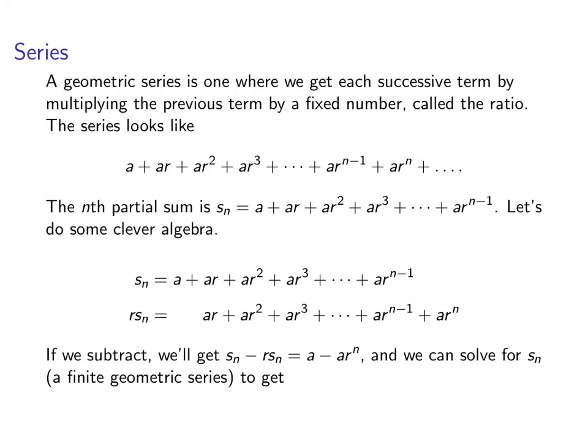Now we're going to solve for S sub n. S sub n is what we're going to call a finite geometric series. And we get S sub n is equal to a minus ar to the n over 1 minus r. And this is provided that r is not equal to 1. It won't work to do this if r is equal to 1. But in the end, we're not really going to care very much about what happens when r is equal to 1.